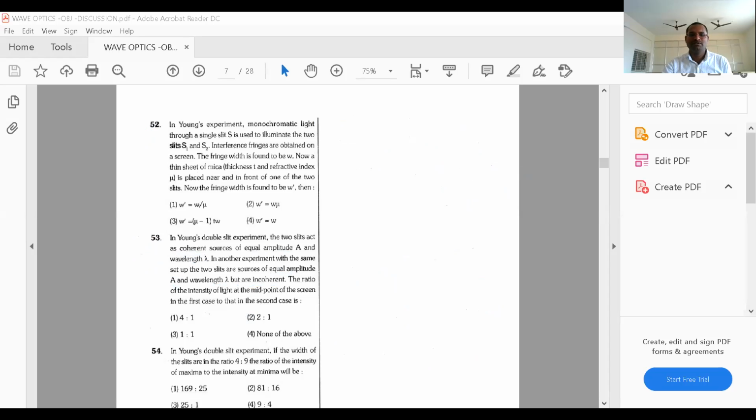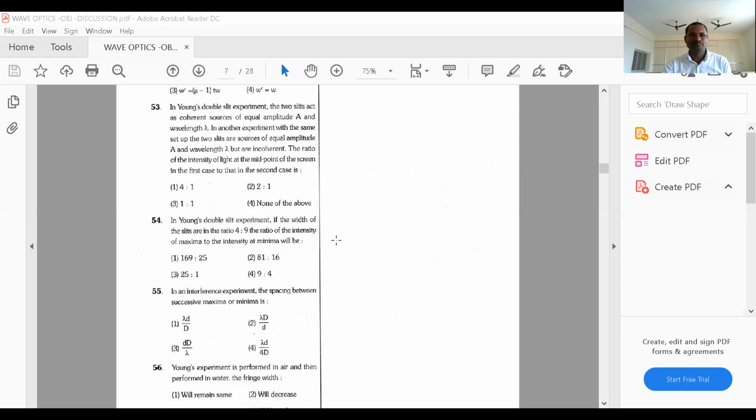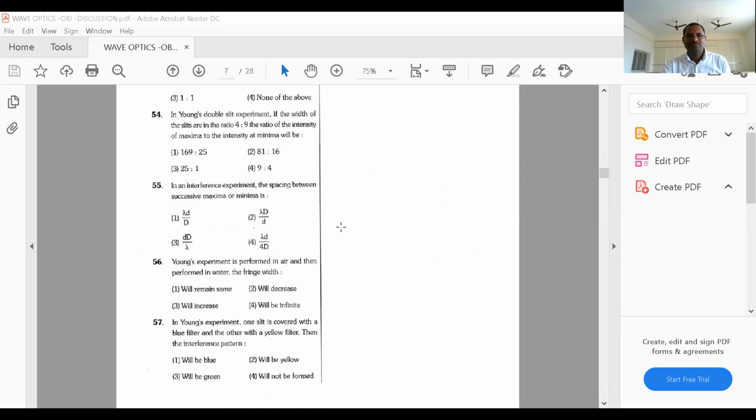Next, question number 54. In Young's double slit experiment, two slits will be there, slit S1 and slit S2, and their widths are W1 and W2. Their ratio W1 by W2 is given as 4 by 9. Then find the ratio of intensity of maxima to minima.